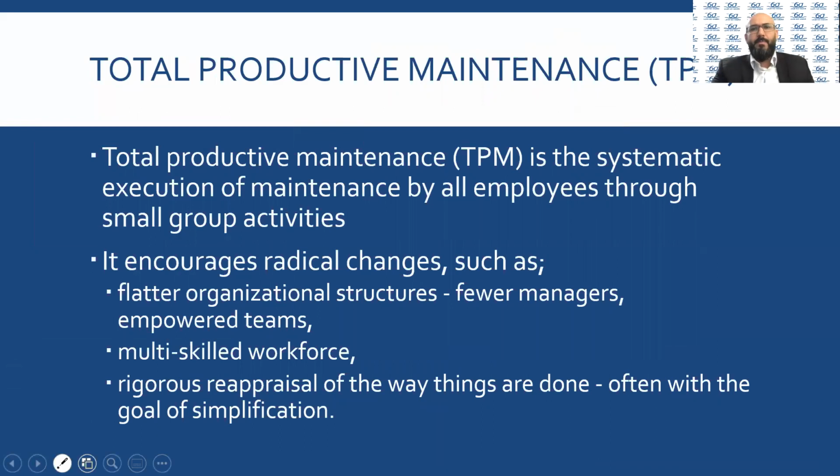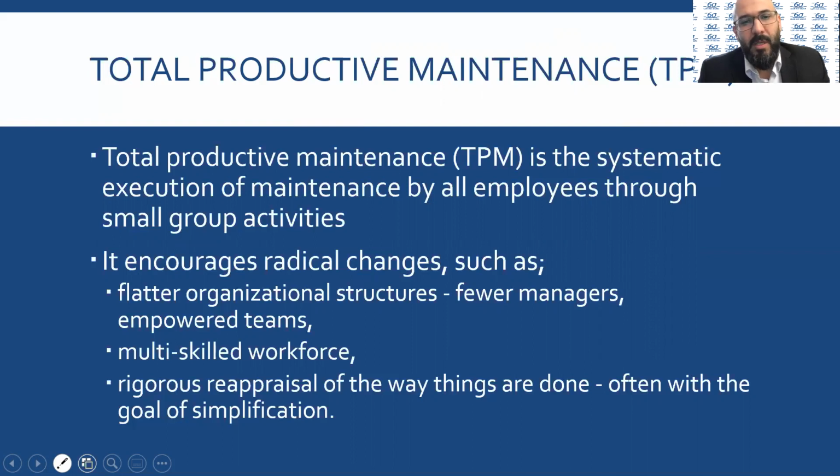Another matrix or another factor that we use is called total productive maintenance, TPM. Total productive maintenance is the systematic execution of maintenance by all employees through small group activities. So if you have a warehouse or a shop, you have to conduct total productive maintenance by all employees, small groups, for all activities.